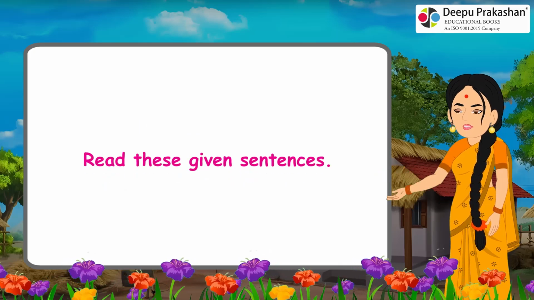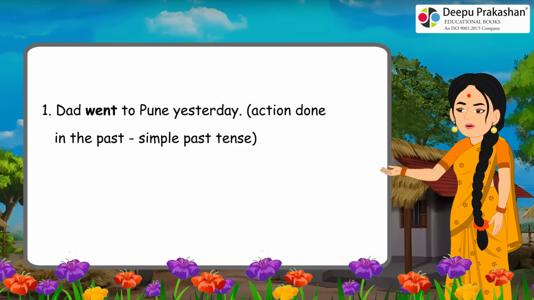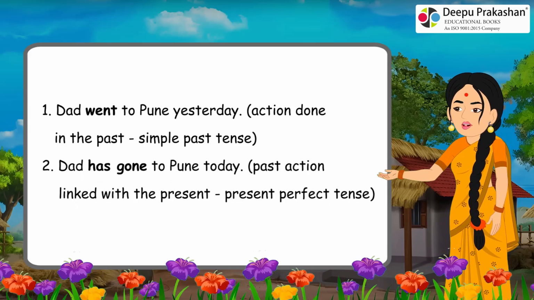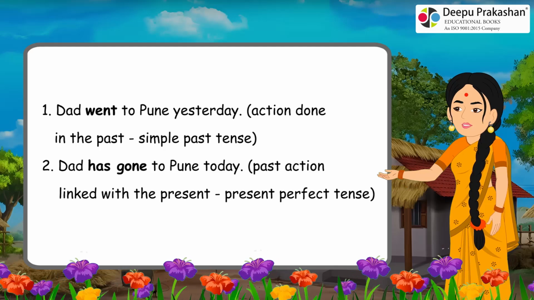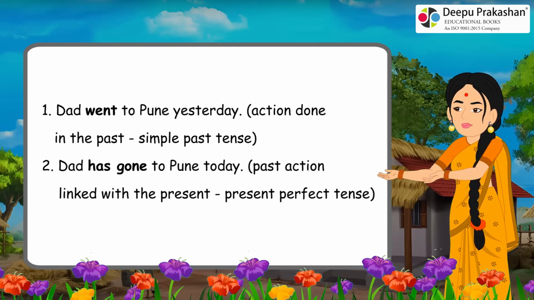Read these given sentences. 1. Dad went to Pune yesterday. Action done in the past, simple past tense. 2. Dad has gone to Pune today. Past action linked with the present, present perfect tense.